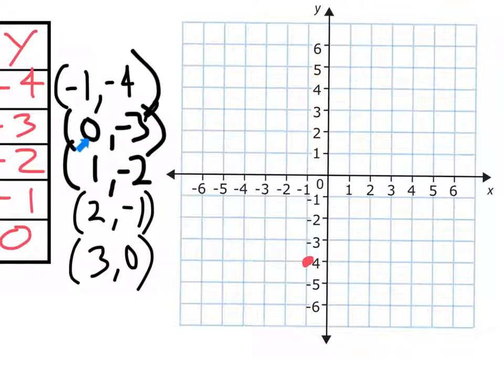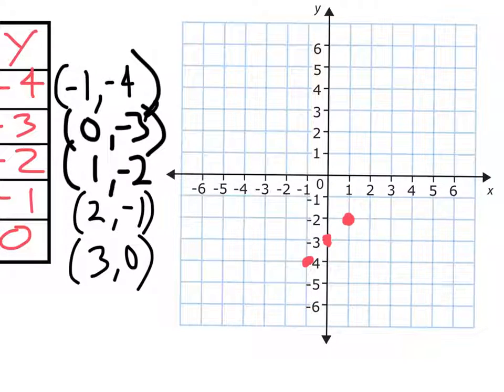Let's look at the second one. It's 0, negative 3. So we're not moving at all, right, because we're not going left or right. But we are, however, going to go down 3 spots. Great, so it's going to be right there. Let's look at the next one. It's 1, negative 2. So we're going to be going 1 to the right, and then down 2.